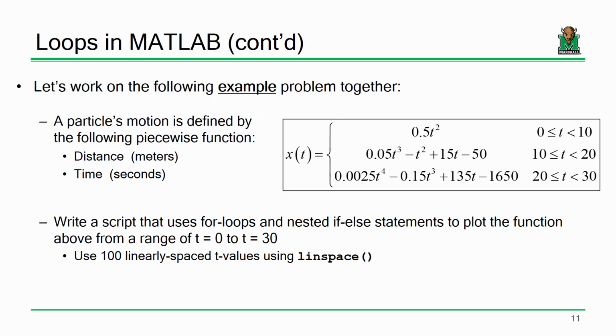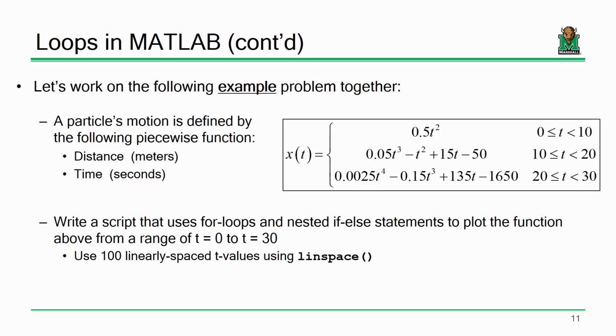And so think about how are you going to work the if-thens in this script. You're going to say if time is greater than 0 and less than 10, then this will be the calculation for x. Else, both terms have to be true, both that it is greater than or equal to 10 and less than 20. And so you may remember that if there are two terms that have to be true, you can use the AND.